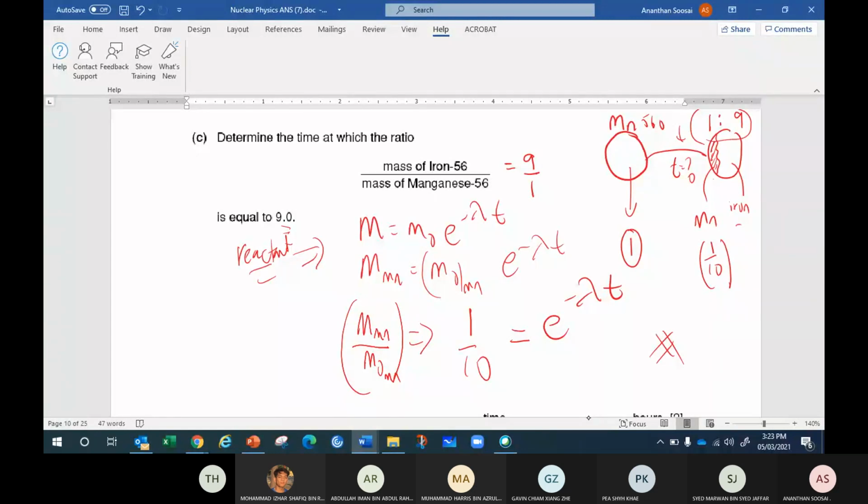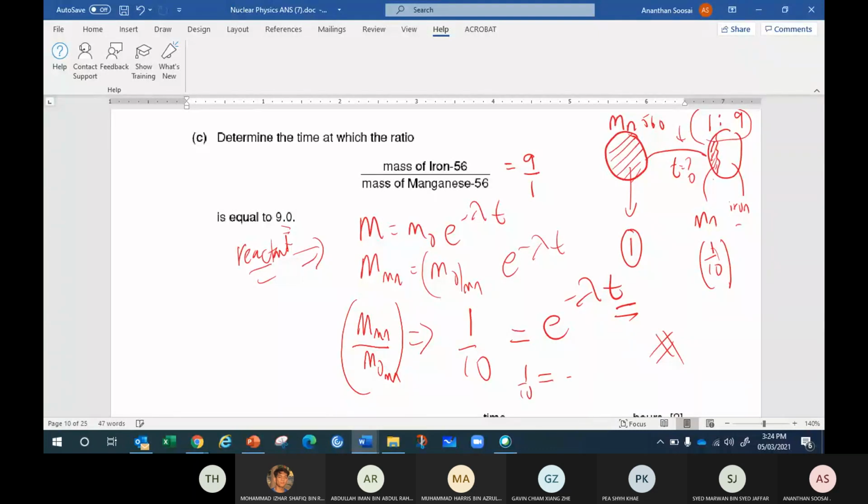The manganese originally is completely manganese, so 1. But after a time t, how many manganese are left? 1 over 10 manganese left. Okay, 9 over 10 already converted to iron. So M over M naught is 1 over 10. So good, we can work out the time here: find the time when the reactant dropped to 1 over 10. Those who got it should write 1 over 10 here. Good. Understand?